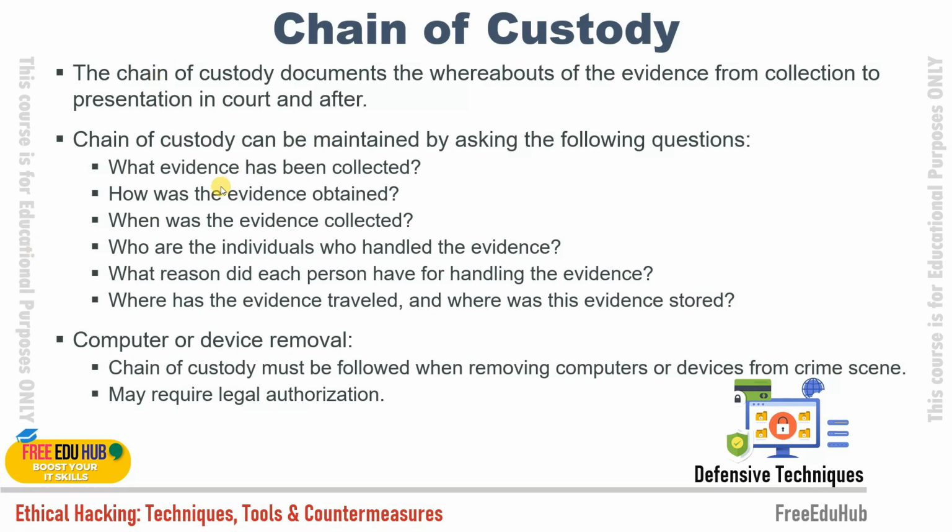For computer or device removal, for example, the chain of custody may be followed when removing computers or devices from the crime scene, and it may require legal authorization to move anything from there. So as we can see, maintaining an up-to-date chain of custody is crucial. The investigator must record and update every incident or evidence handling, including the detail of its composition, origin and delivery location, etc. It's essential to avoid any gaps in the chain of custody.